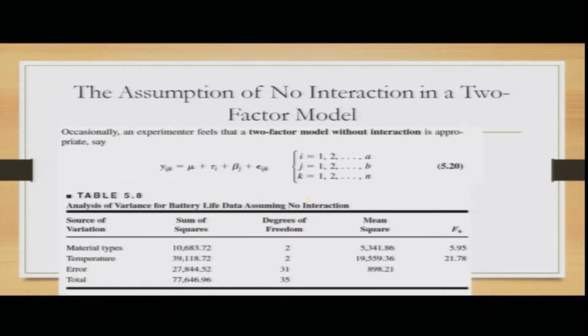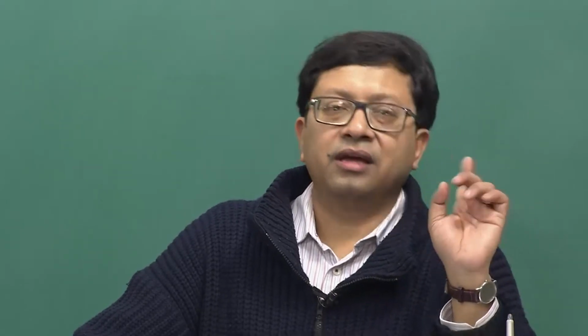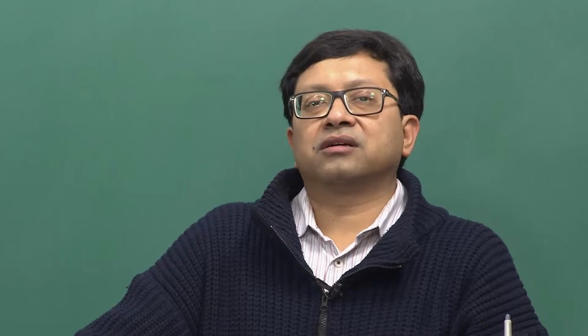So, assumption of no interaction in a two factor model. We will consider this. Now we have considered that if there is no interaction between the factors, it means the tau beta suffix ij term would not be there. So the effect would be coming from the single factors: tau, which is for factor A, i equal to 1 to a, and beta j, where j is equal to 1 to b.